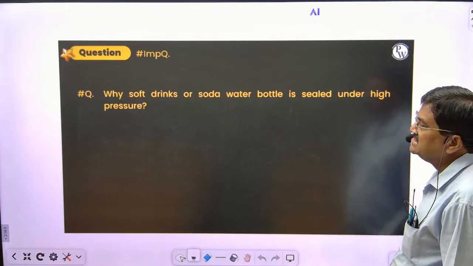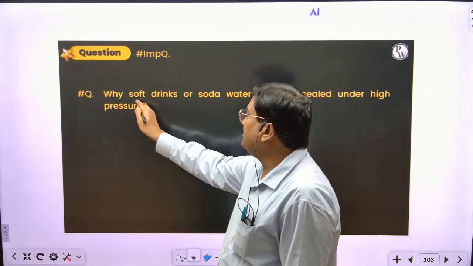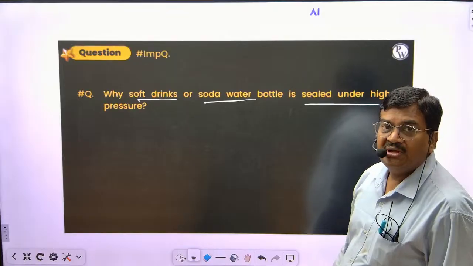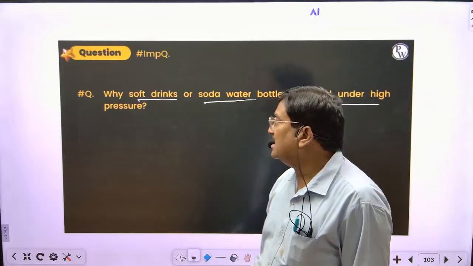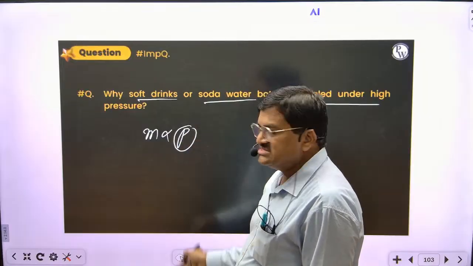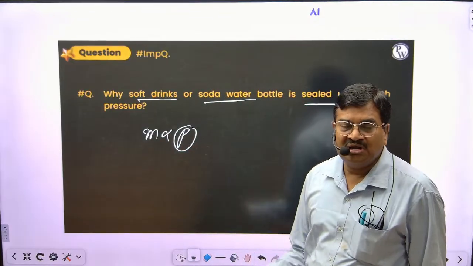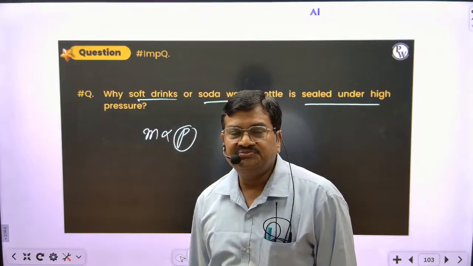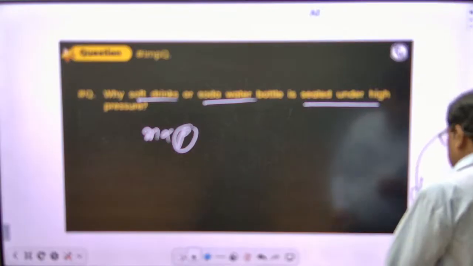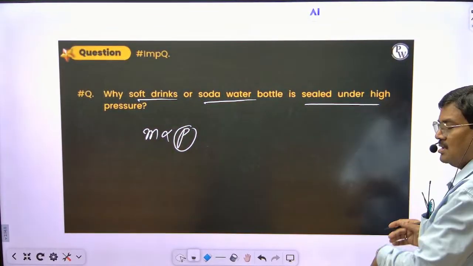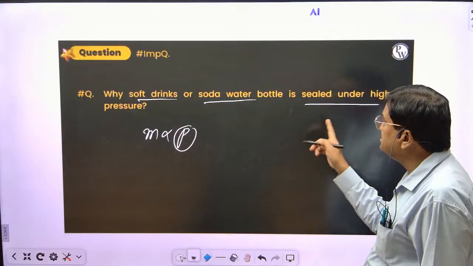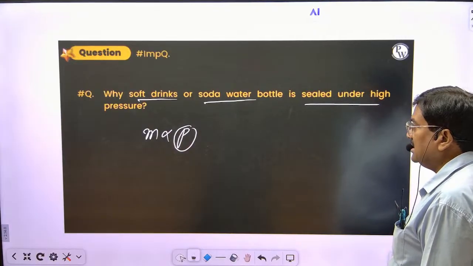Now see the next. See this question. Why are soft drinks or soda water sealed under high pressure? Same thing, an application of Henry's law. The mass of the gas is directly proportional to pressure. When they seal under high pressure, more gas can be soluble. That's the reason they do it. They will seal under high pressure. Understood? This is why soft drinks, cold drinks or soda water are sealed under high pressure. Clear all of you?